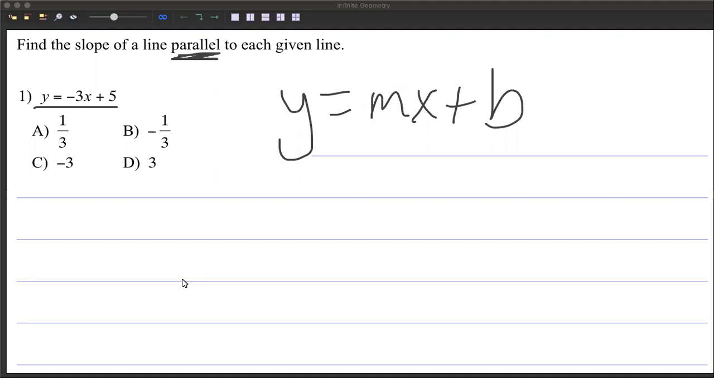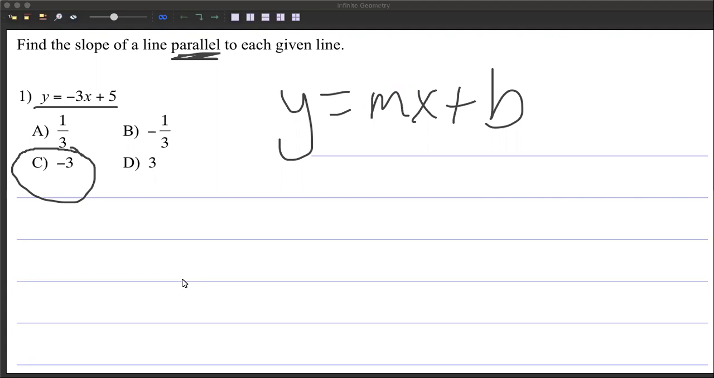So let me grab your popsicle sticks here. All right, Jeremy, what is the slope of this line? -3. Yes, so the slope of the parallel line would still be -3, right? Because it doesn't change. If the slope of the original line is -3, the slope of the parallel line is -3. They are literally the same.